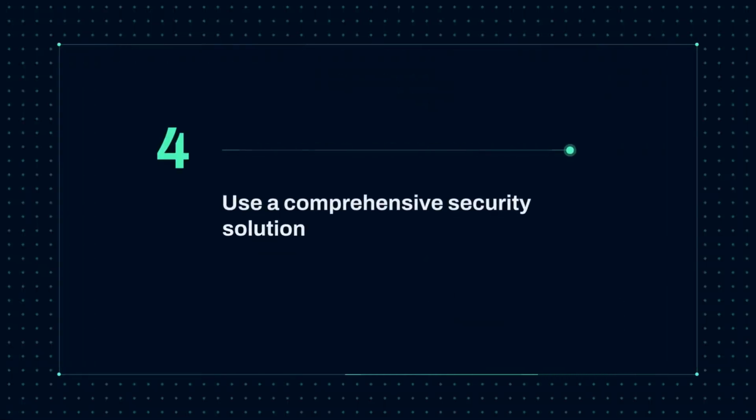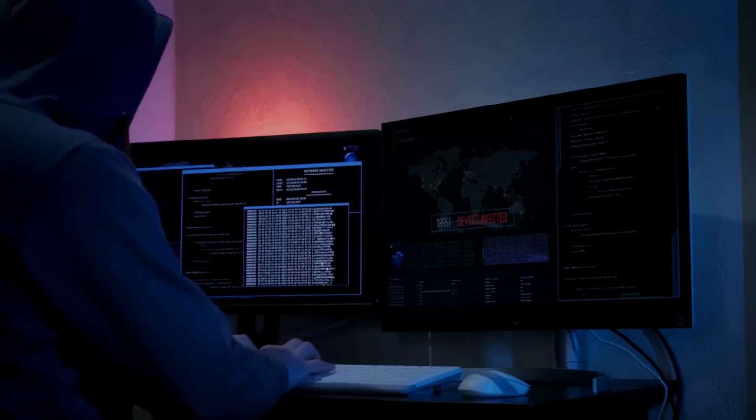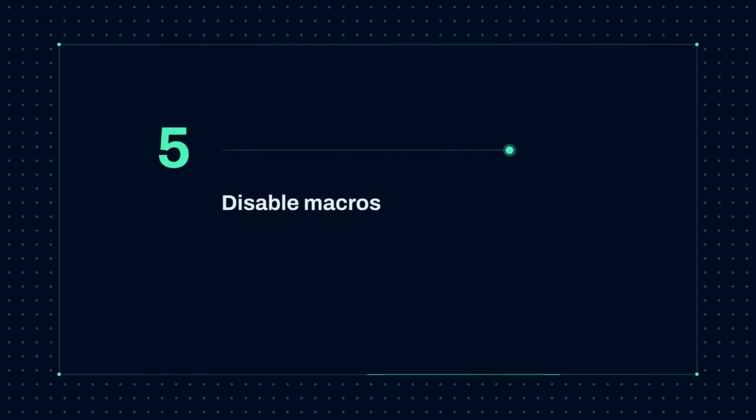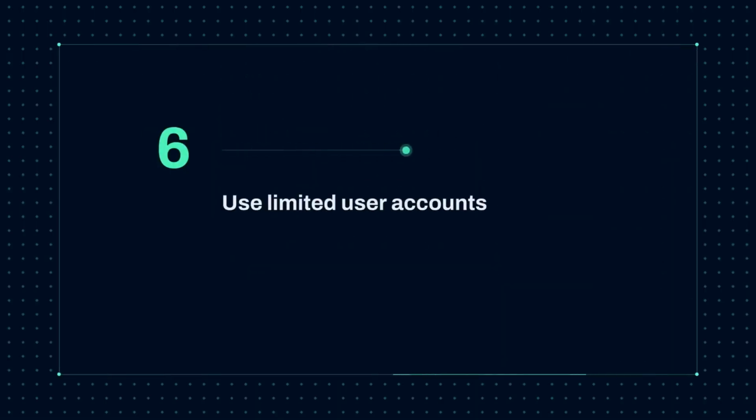Consider using a comprehensive security solution that includes behavior-based detection, which can identify suspicious activities even from previously unknown threats. Disable macros in Microsoft Office documents unless absolutely necessary. Malicious macros are a common attack vector. Use limited user accounts for day-to-day activities rather than administrator accounts. This restricts what malware can do, even if it infects your system.